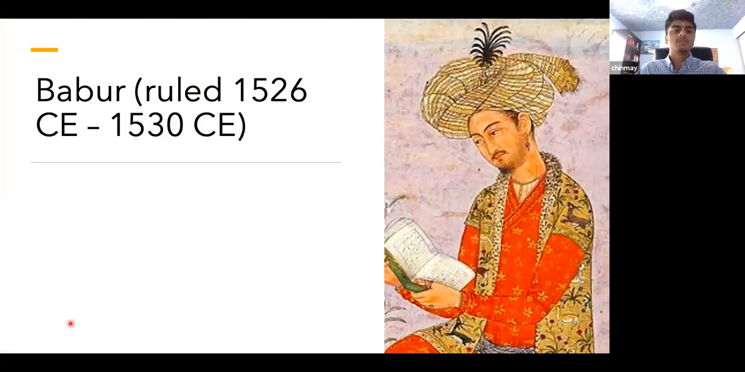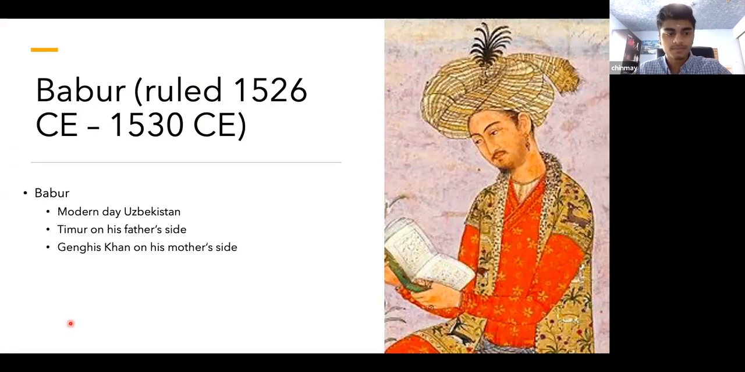So the story of the Mughal Empire starts with Babur. So Babur ruled only for 4 years, but he was from modern day Uzbekistan. So he was one of the many Turkic invaders that came to India. And he claimed a very impressive lineage. He claimed that he had Taimur on his father's side, and Genghis Khan on his mother's side. So you can see how, to politically advance himself, that's the lineage he had that would help him.